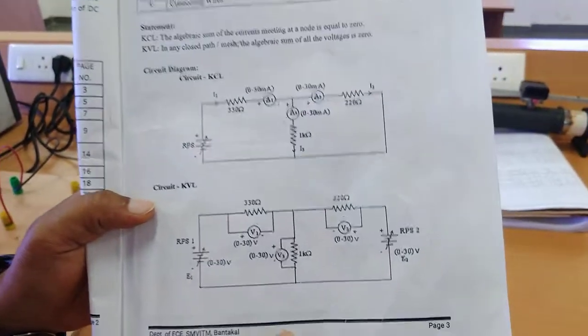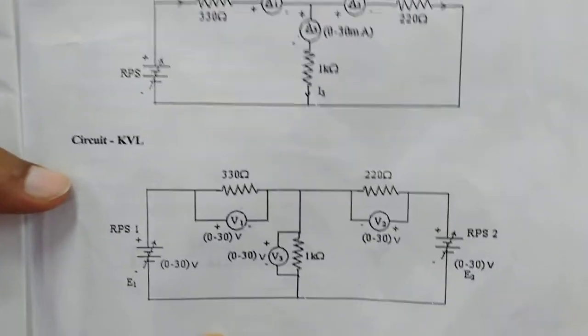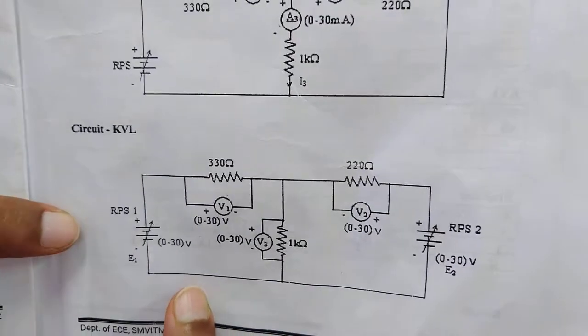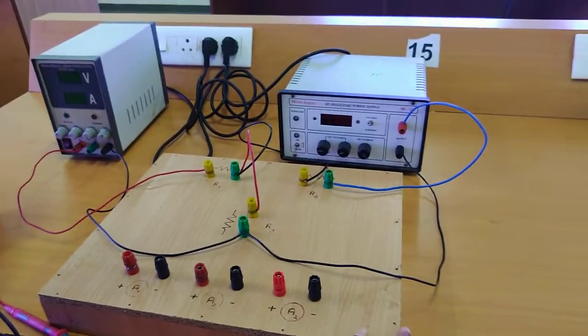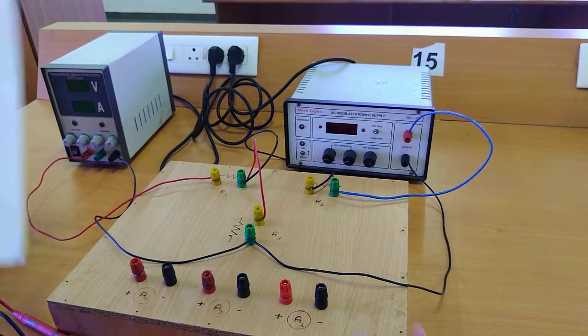You can see here, the circuit for the KVL experiment is given. Based on this circuit, I will be rigging up the circuit on this board here. So you can see I have already rigged it up. I'll explain how the connections are done.